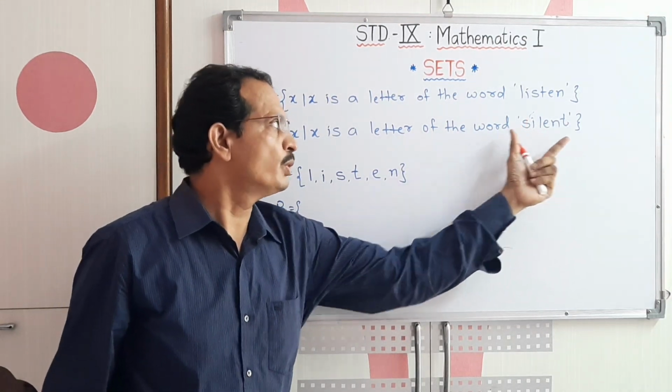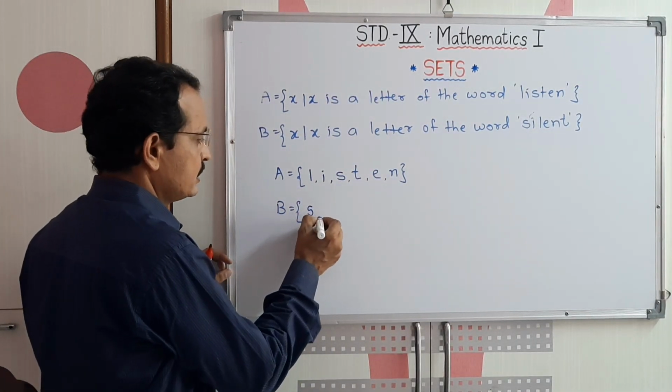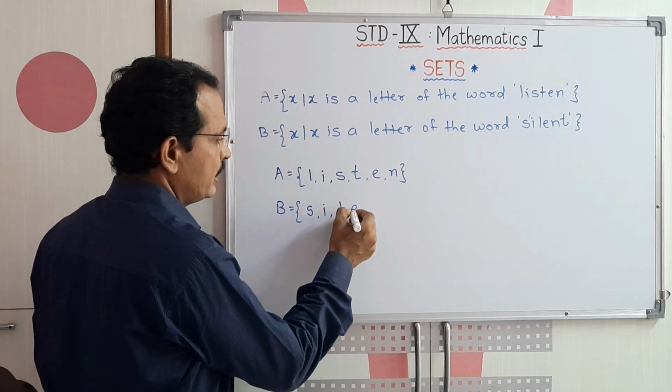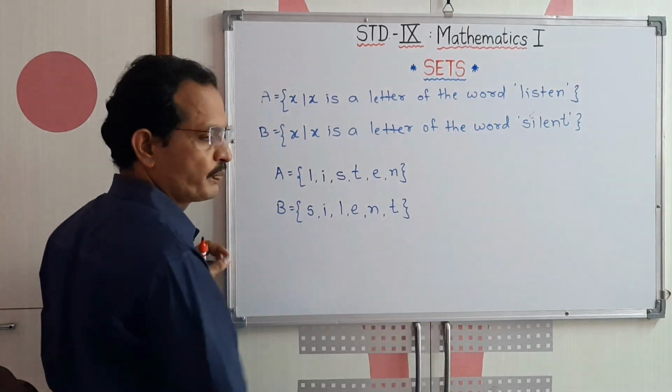From this word we have to write the letters. First letter is S, second is I, third one is L, then E, then N, and the last one is T.